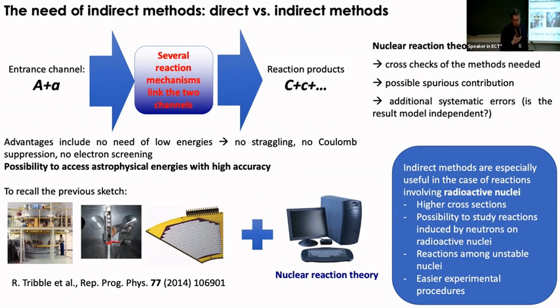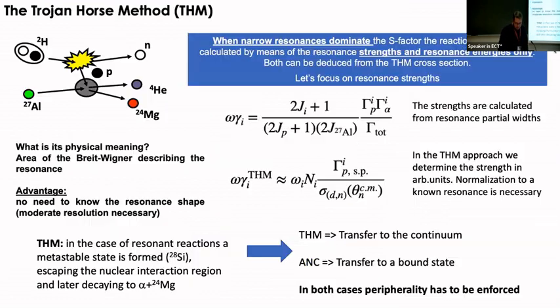The good point is that you can always attempt the measurement in the two ways and check for consistency. That would be a very interesting thing. And this is something that has been achieved many times. One example is the carbon-13 alpha n reaction, for which we got very good agreement between direct and indirect measurements.